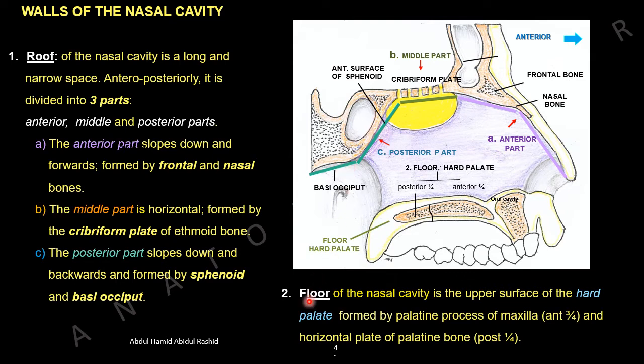The second wall is the floor of the nasal cavity. It is the upper surface of the hard palate. The anterior 3/4 of this hard palate is formed by the palatine process of the maxilla, and the posterior 1/4 is formed by the horizontal plate of the palatine bone.